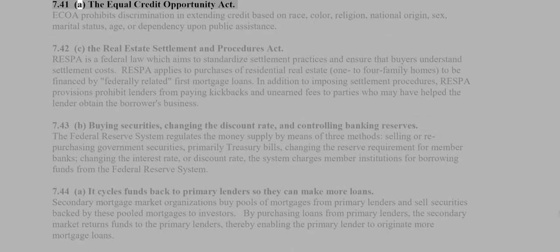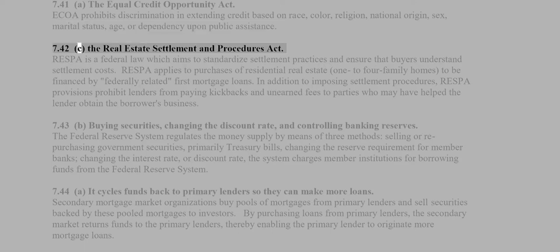7.41 A. The Equal Credit Opportunity Act. ECOA prohibits discrimination in extending credit based on race, color, religion, national origin, sex, marital status, age, or dependency upon public assistance.